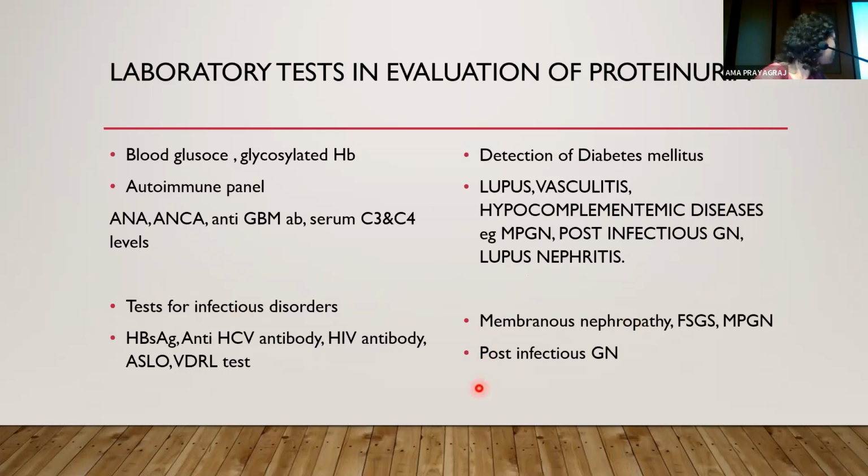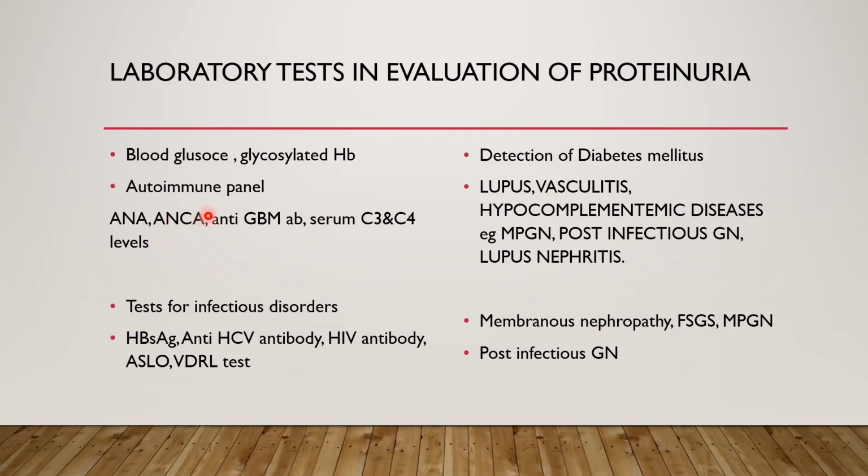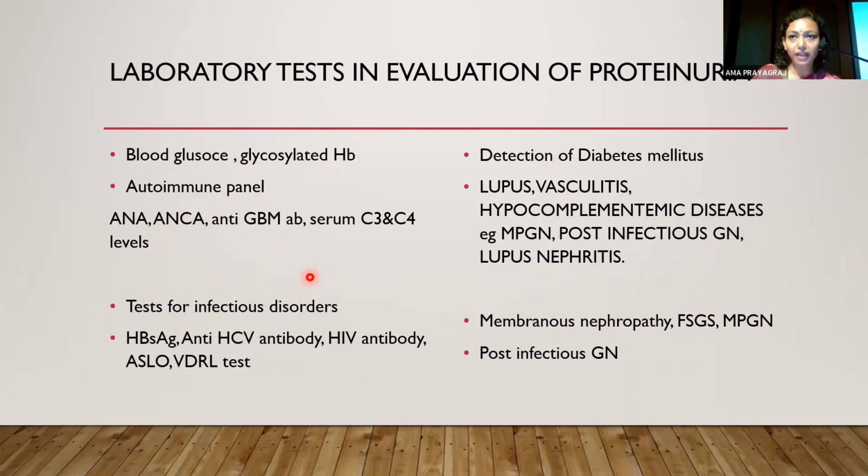Now further on, just to add on to the list, we have these tests being ordered for evaluation of proteinuria. If you are suspecting diabetes, then blood glucose, glycosylated hemoglobin, the entire autoimmune panel for the various nephritic syndromes like anti-nuclear antibody, anti-neutrophilic cytoplasmic antibody, anti-GBM antibody, and the serum complement levels, which go down because there is a lot of inflammation and there is deposition of immune complexes. So the serum C3 levels will go down. A number of viral markers to determine the etiology of membranous, FSGS or MPGN.